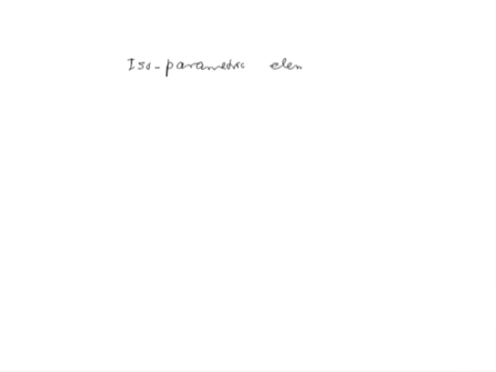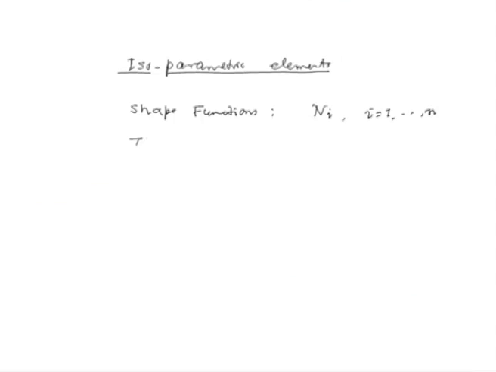So, isoparametric elements: if you have any element for which shape functions are given by N_i, let us say i is equal to 1 to the number of nodes in this element, then the geometry can also be expressed using the N_i's and nodal coordinates.